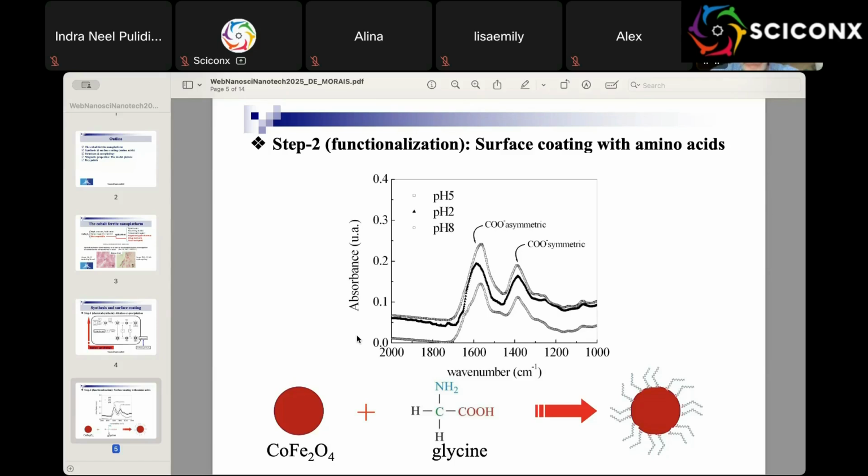And as you can see, as you move from pH 2 to pH 5 and pH 8, the relative intensity of the carboxyl group increases as a function of the surface coating pH. So you choose the best pH value for any kind of surface coating to optimize the surface grafting on top of the nanoparticle. Next slide, please.